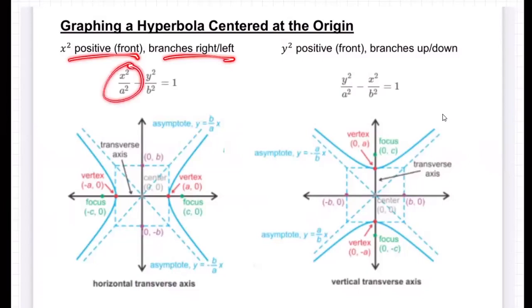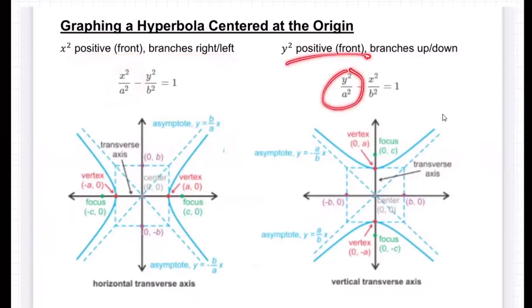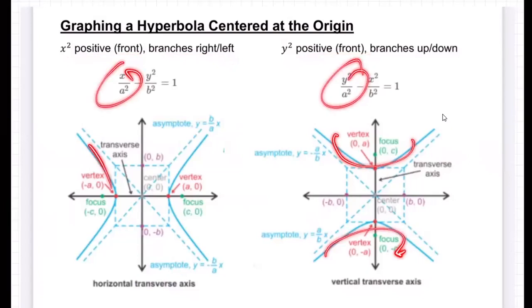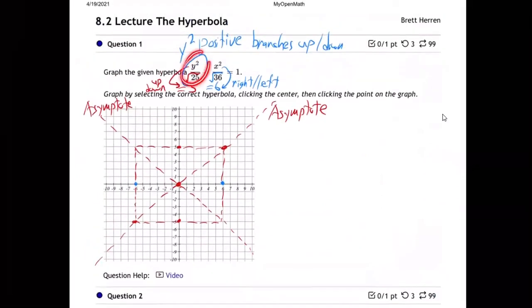branches go right, left. If you have y squared positive in the front, branches go up, down. Say up, down for y squared in the front, x squared in the front, right, left. Okay, so we have y squared in the front, branches can go up, down. And where do they go?